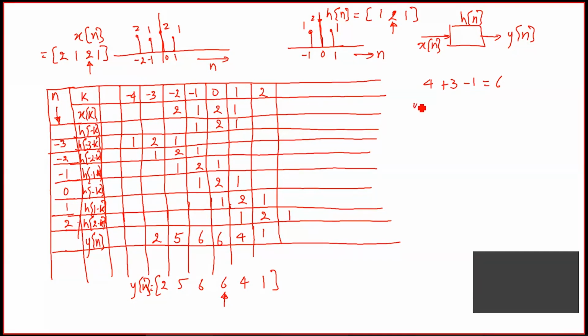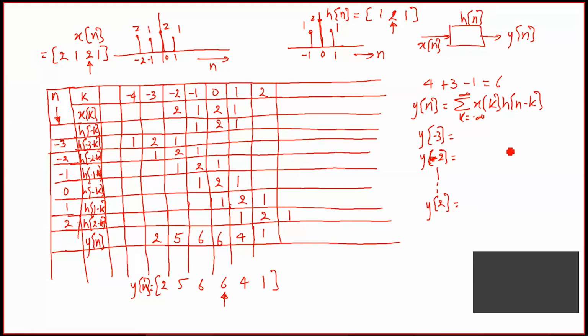So this actually tells us that once we are finding y of n, which is the sum of x of k, h of n minus k, with k equal to minus infinity to infinity, we need to know from what point this thing starts. We saw here that values start from y of minus 3 and then y of minus 2, and then it continued all the way to y of 2. We had values for all that. So this is the third method which we actually saw.